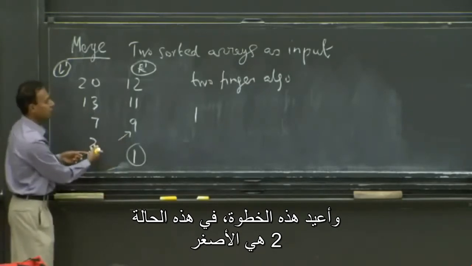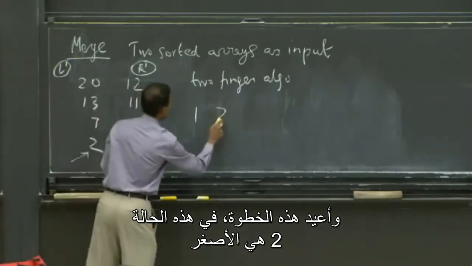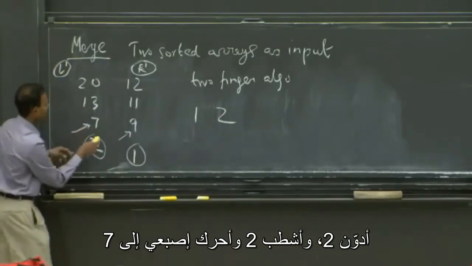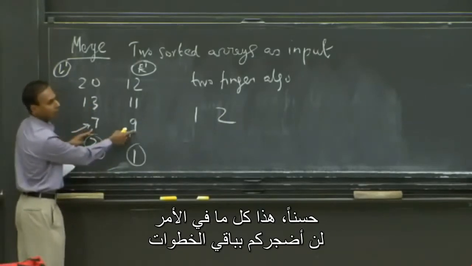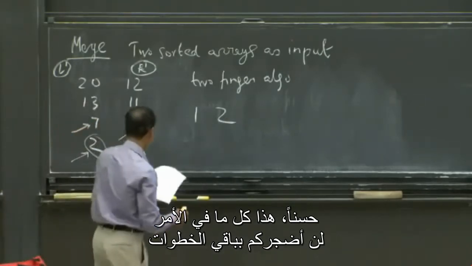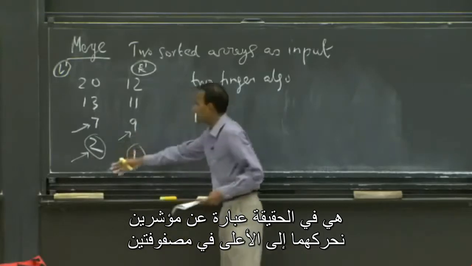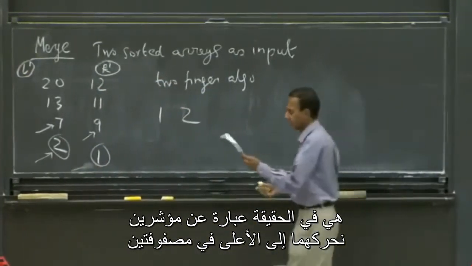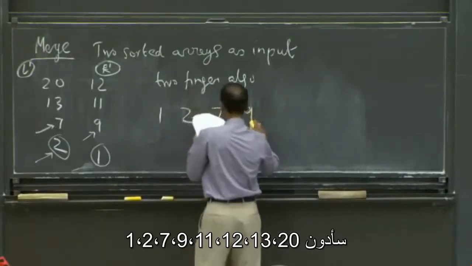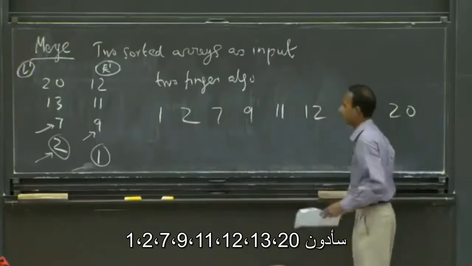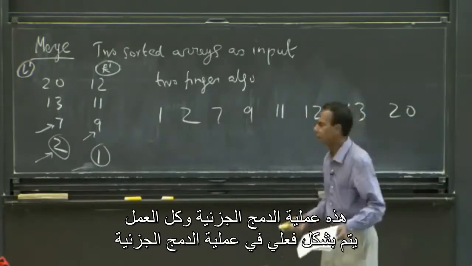All right, so now in this case, 2 is smaller, so I'm going to go ahead and write 2 down, and I can cross out 2 and move my finger up to 7. All right, and so that's it. I won't bore you with the rest of the steps. It's essentially walking up; you have a couple of pointers, and you're walking up these two arrays, and you're writing down 1, 2, 7, 9, 11, 12, 13, 20. Okay? And that's your merge routine.